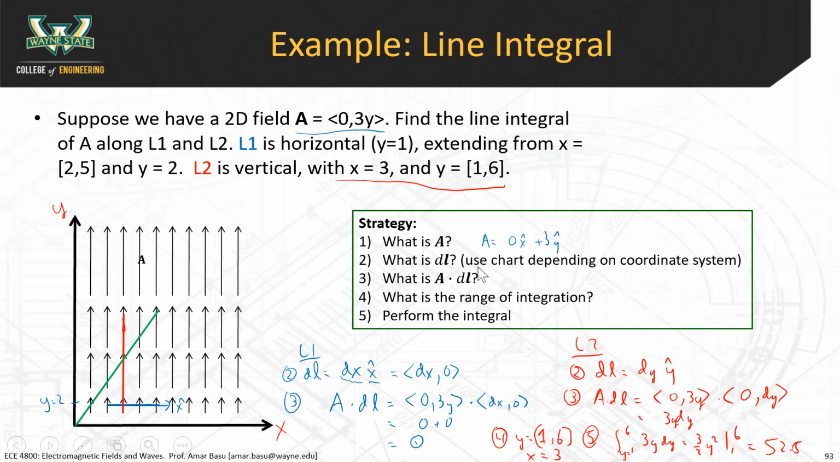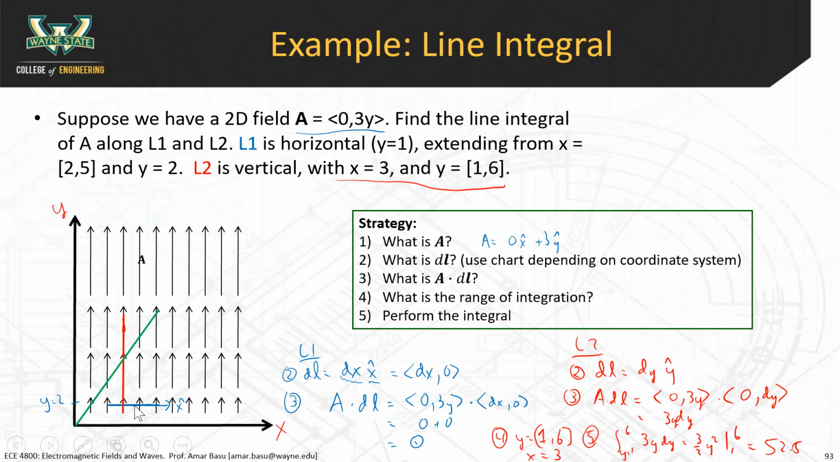So in this first example, A is equal to 0x plus 3y, and dl is equal to dx times x hat. You have to have the dx in there as well. The third step is you figure out A dot dl, and that gives you 0. So this line integral ends up being 0. Now, intuitively, why is that the case? The line integral is A dot dl.